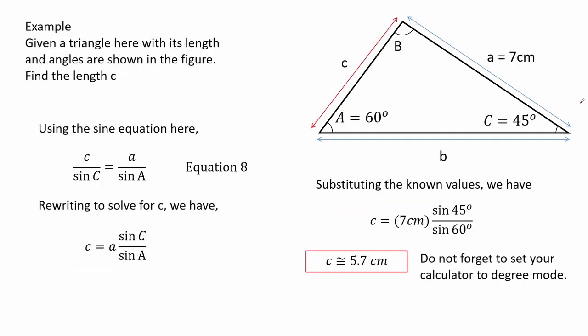Here we have an example for the sine function. We are given a triangle with its lengths and angles shown here, and we are asked to find the length c. So, using the expression we obtained earlier shown in equation 8, we rewrite it and obtain an equation solving for c. Substituting the known values, we obtain the length c, which is about 5.7 cm. Do not forget to set your devices to degree mode.